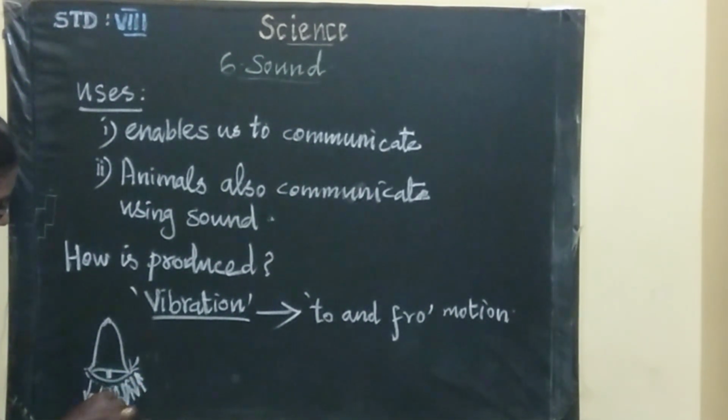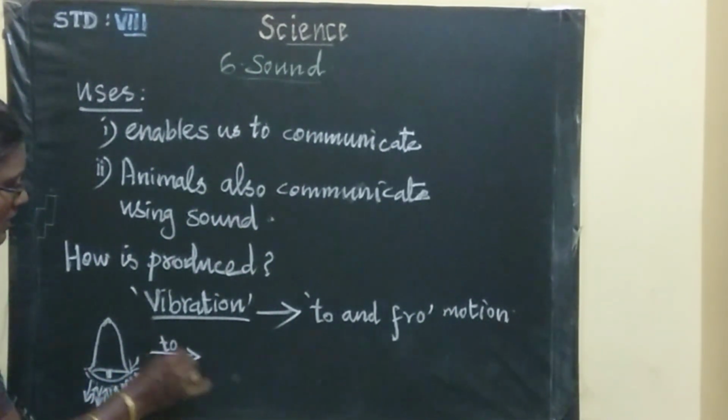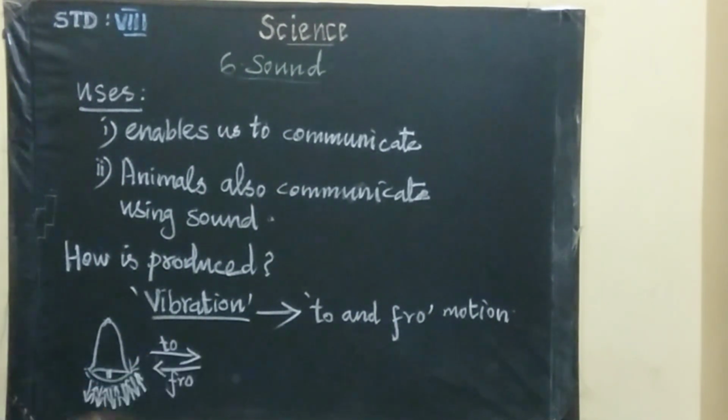See? So this is the to and this is the fro. This to and fro motion of particles is called the vibration. So if you want to make an object produce sound, you have to set the object to vibrate. In this way, the sound is produced.